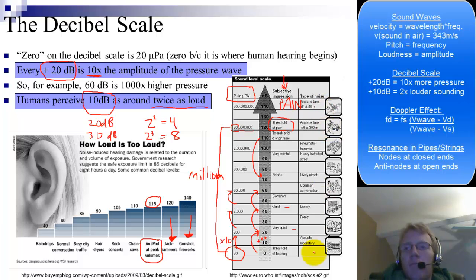So if you create a logarithmic scale, then when you amp up the log side of it, you amp up the sound exponentially. So you need to memorize. That's why these are blue boxes. You need to memorize these two factors. The mathematical one is that 20 decibels is 10 times more pressure amplitude. And then the conceptual or subjective one is that 10 decibels for the average human is twice as loud.